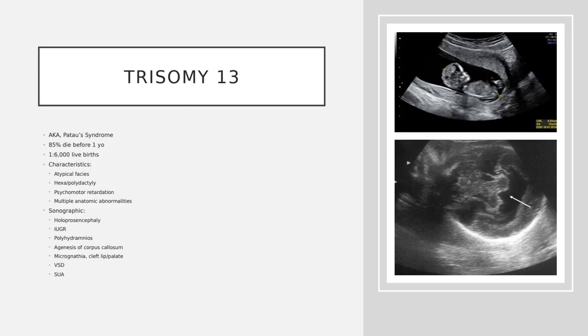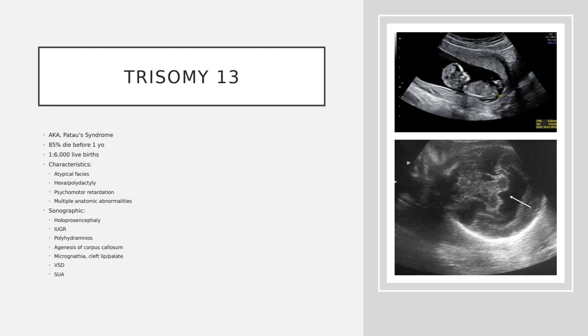Next, we are getting into each of those common genetic conditions that we've talked about. So trisomy 13, this is also known as Patau syndrome. Very unfortunate condition. It's highly unlikely to be compatible with life. About 85% of these babies are going to die before their first birthday. Awful, awful statistic. It actually occurs about 1 out of every 6,000 live births. So it's a lot more common than we think.